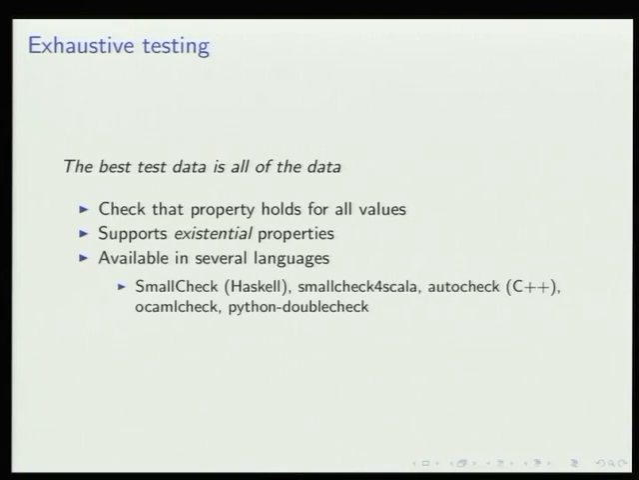This also supports existential properties. So instead of saying, for all x, some property, you can say there exists some x for which this property must hold. And exhaustive testing is available in several languages, including Haskell, Scala, C++, Python, OCaml, probably some others.